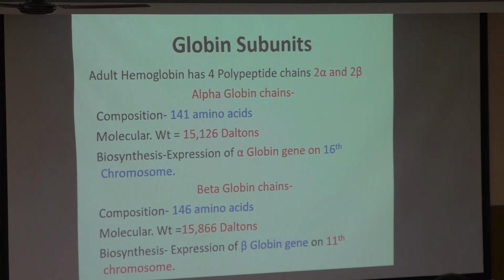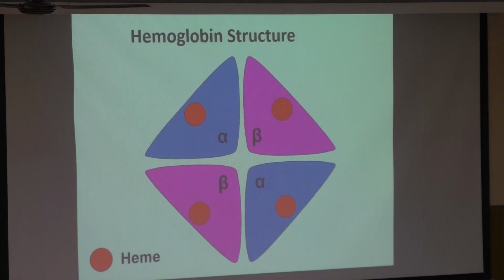Now each alpha and beta chain has this many amino acids, 141 alpha and 146 beta. So the hemoglobin is a tetramer. So 1 alpha, 1 beta, alpha 2, beta 2. So 4, and with each chain there is one heme group. So one hemoglobin molecule will contain how many heme groups? 4.